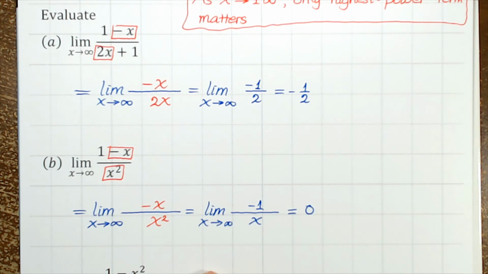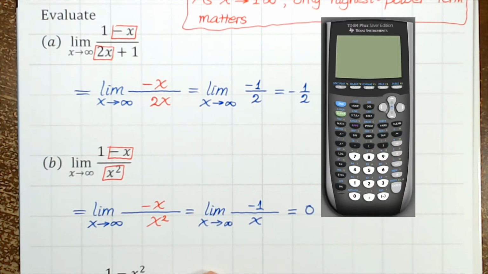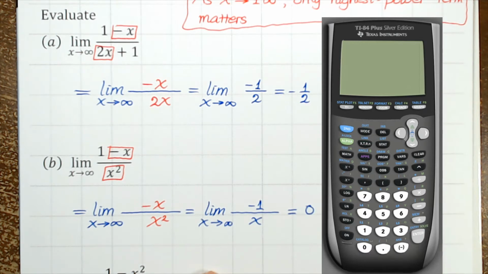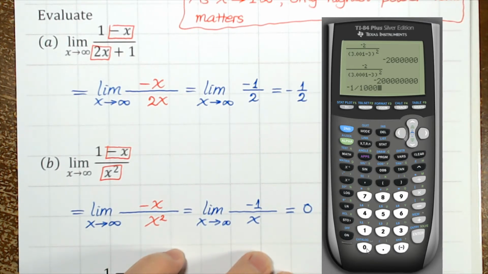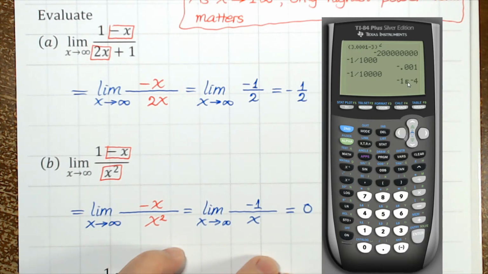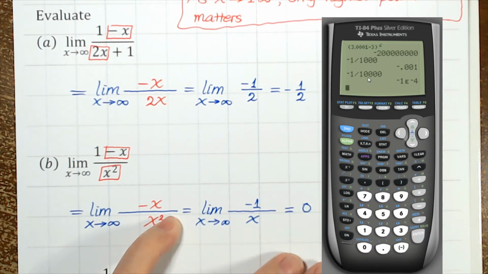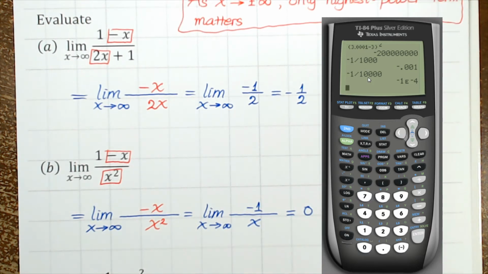Think about this. Let me put a calculator here. Now, we start with negative 1. If we divide it by, let's say, when x goes to infinity, let's say 1000, we have that much. Now, if we divide by 10,000, it's getting smaller and smaller. This is times 10 to the negative 4. So the bigger the denominator, the smaller the quotient. We're talking about just the magnitude here, not positive or negative. Right.